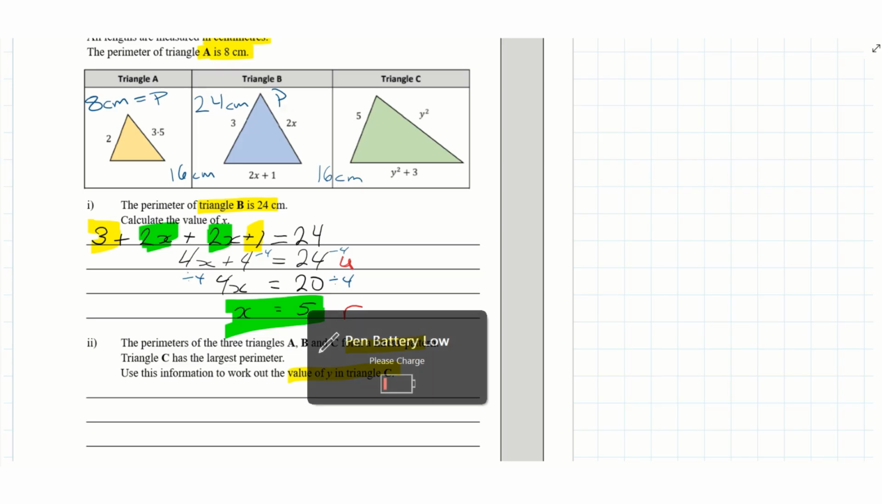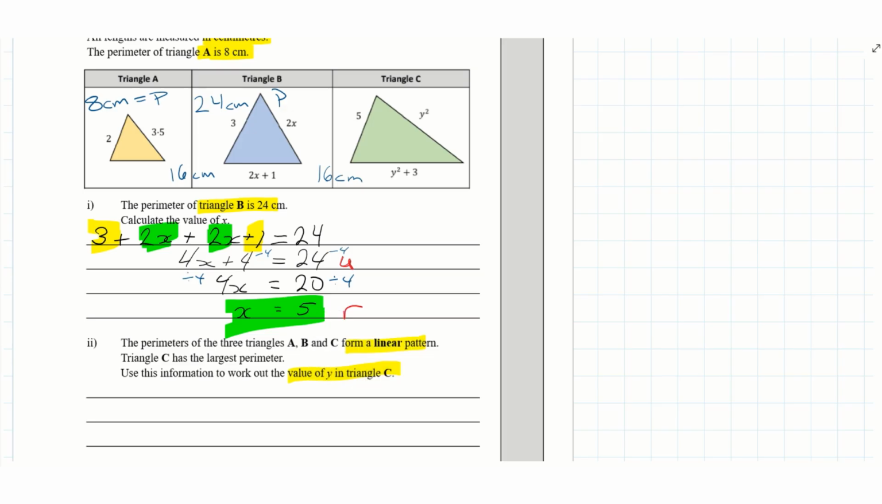Oh, my pen's low. I don't know if you knew that. I have to add 16 centimeters to triangle B to get the perimeter of triangle C. So if I do that, I'm going to come out with 40 centimeters as my perimeter.